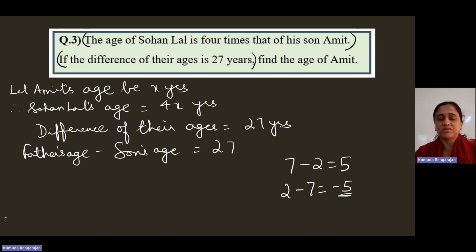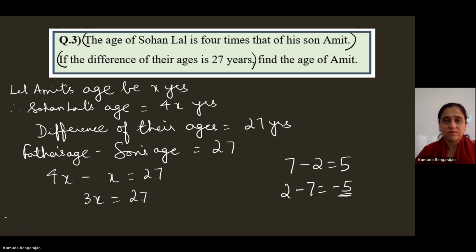Difference of the ages is 27. Father's age minus son's age is equal to 27. Father's age is 4x, minus son's age x, is equal to 27. 4x minus x is 3x. 3x is equal to 27. Now 3 and x are in multiplication, so 3 into x.